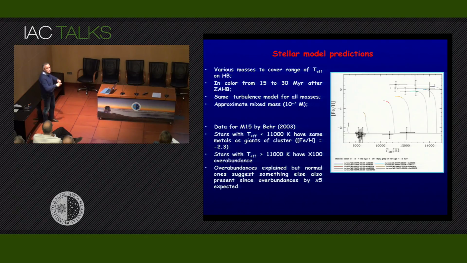The same model with the same free parameters tuned in the same way is not able to reproduce this. Observations say that stars cooler than 10,000 degrees do not show evidence of enhancement in the iron abundance, but the model predicts a significant enhancement. So there is something wrong in the model, something that has to be corrected.